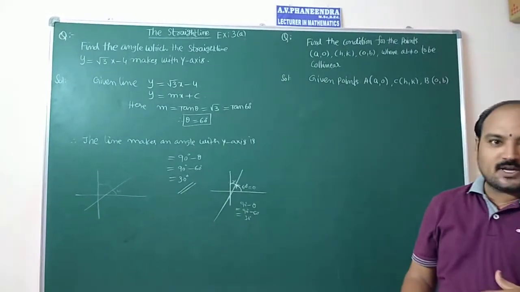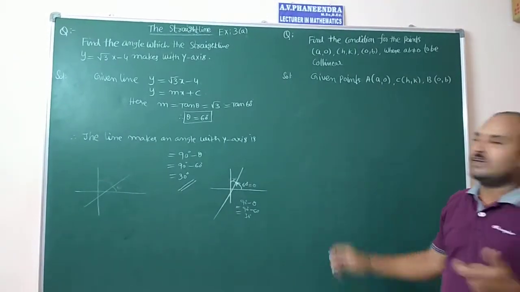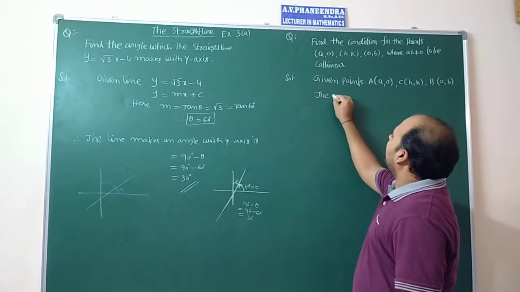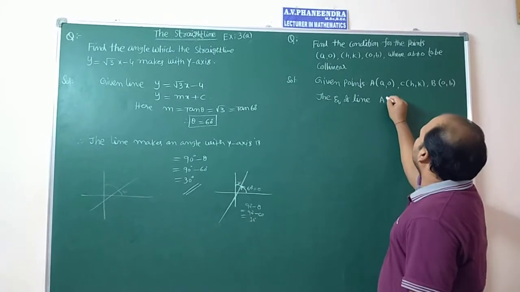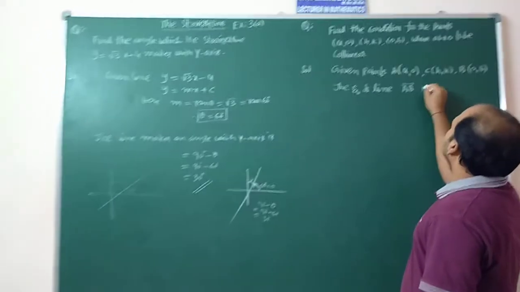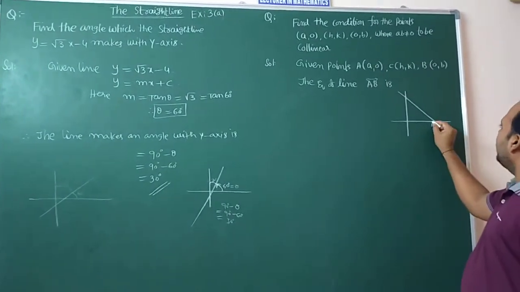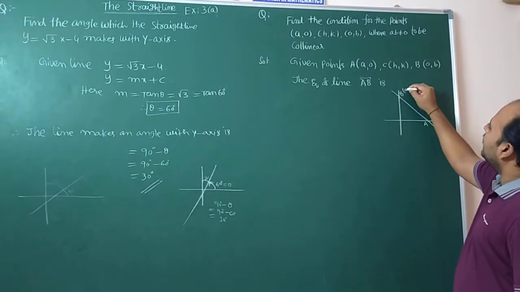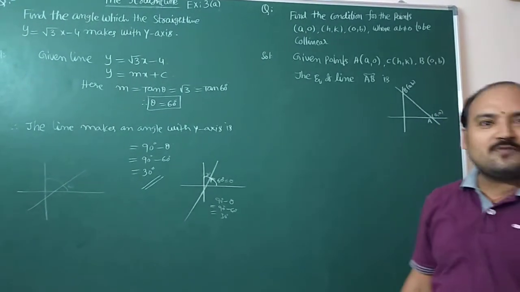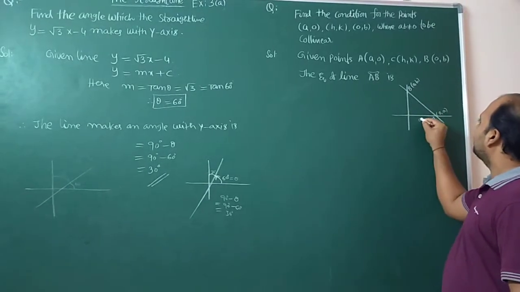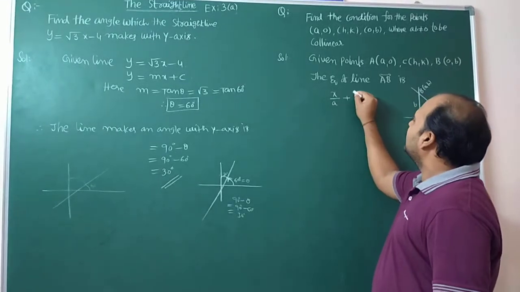First, what I am doing is calculating the equation of the line passing through A and B, any two points. The equation of line AB is, observe that point A is (a, 0) and point B is (0, b). We know that the equation of the line passing through A and B whose intercepts are a and b is x by a plus y by b is equal to 1.